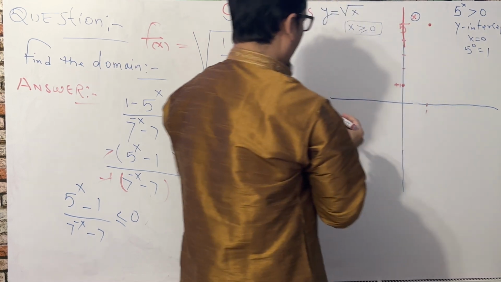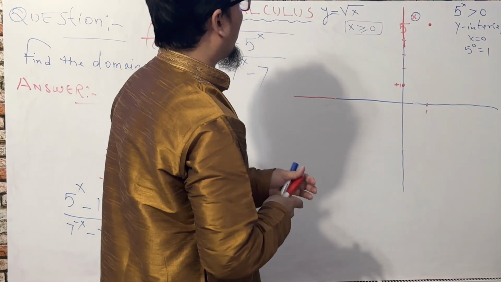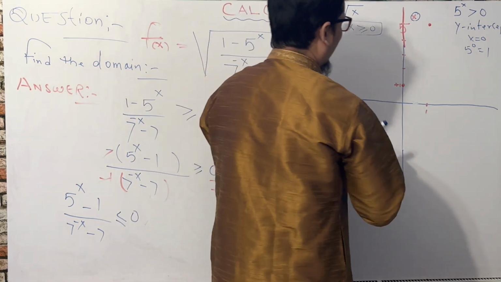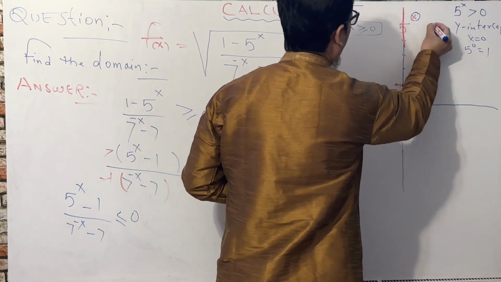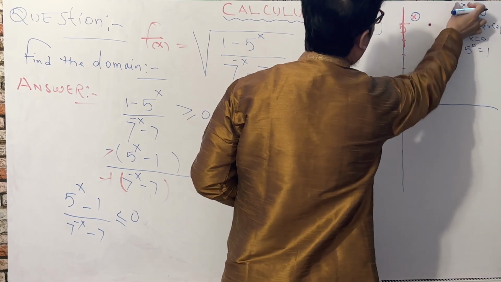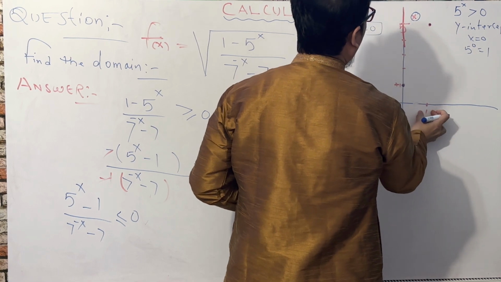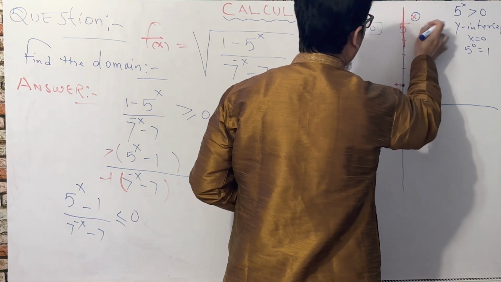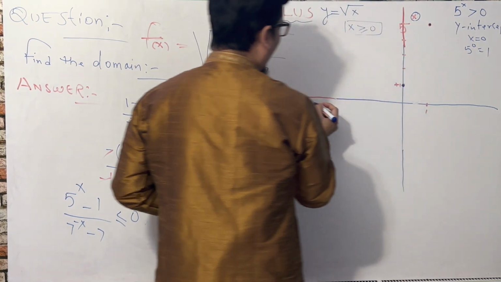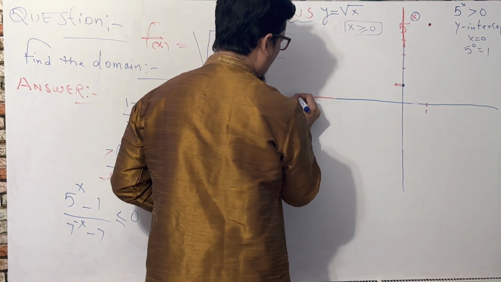Remember, whenever you are going to draw the graph, the first point is here. This is your y-intercept, and you just take 1 point here. Here, if this is 0, you can find 1. And if x is equal to 1, then 5 power 1 is 5. So these are the 2 points, and the graph will always start from here.